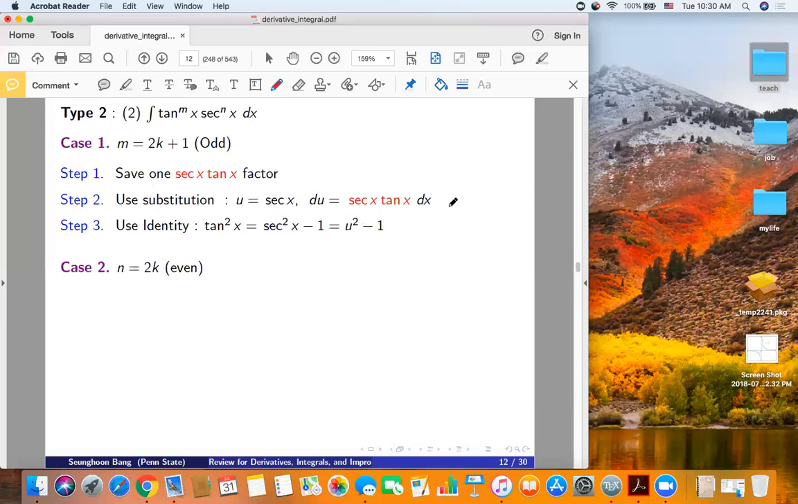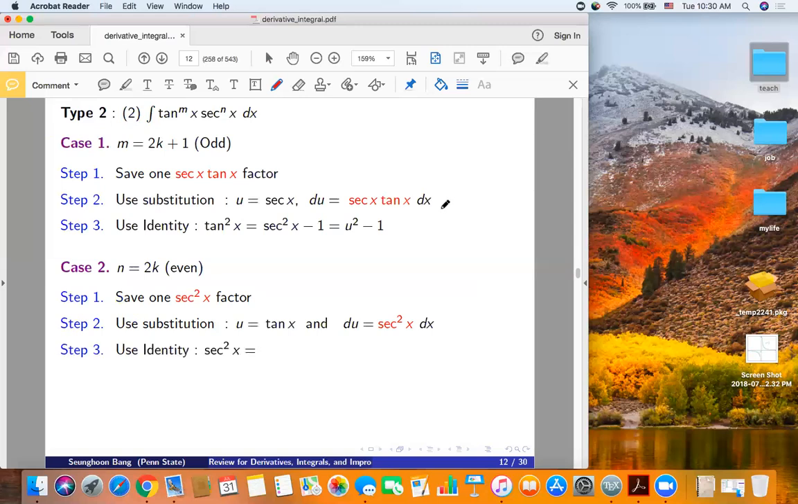Case 2. The power of the secant function is even, power 2k. Step 1, save one secant square of x. Step 2, use substitution. u equals tangent, du is secant square of x. Step 3, use the identity: secant square of x is 1 plus tangent square of x. You plug u into tangent, 1 plus u square.